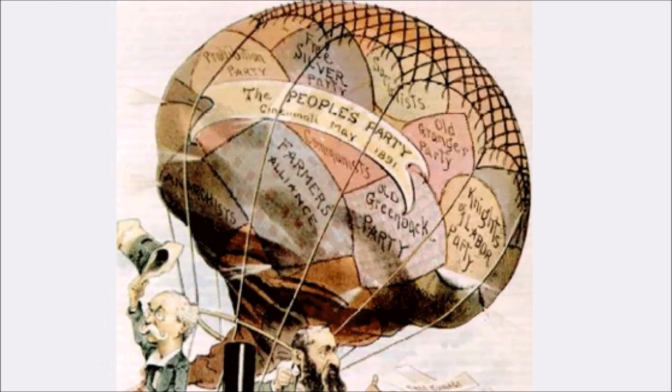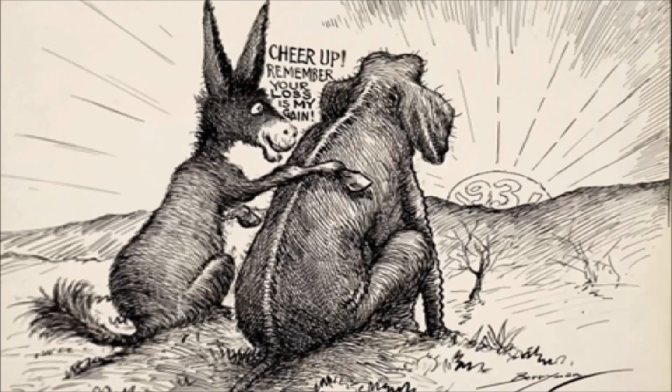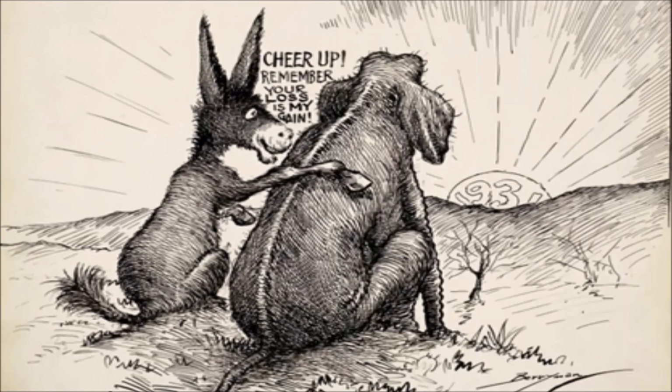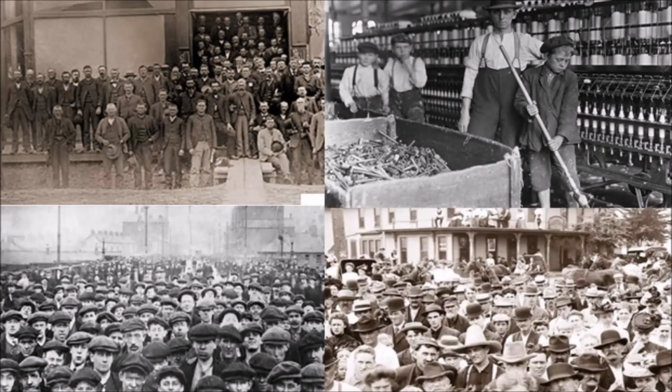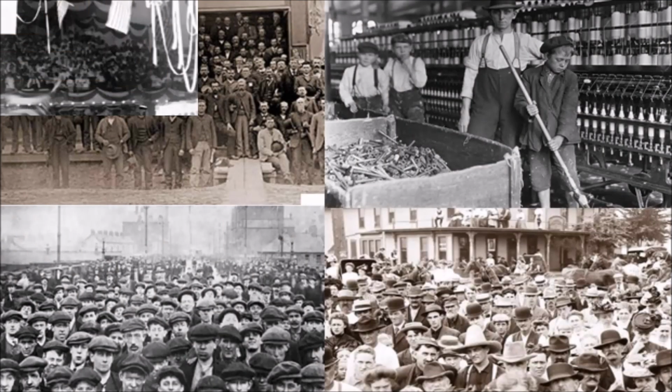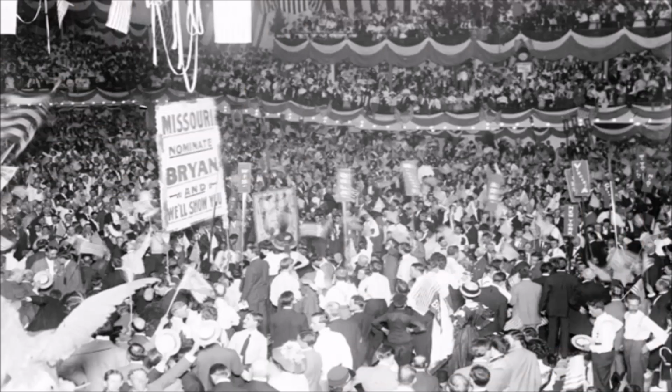This is a common fate for many third parties. If the third party is gaining enough support from voters, one of the two main parties will usually take notice and adopt the third party's stance on that issue. As a result, the need for the third party disappears, and its members are absorbed into the main party.